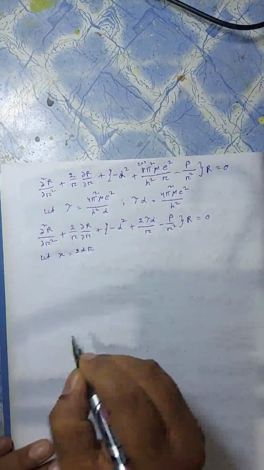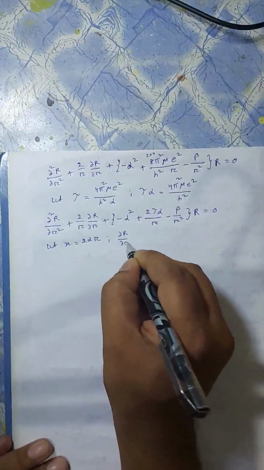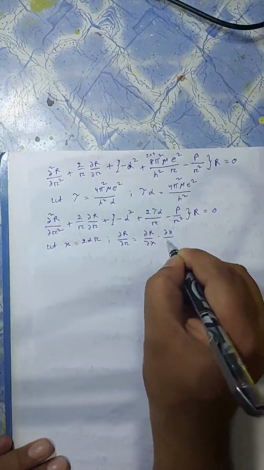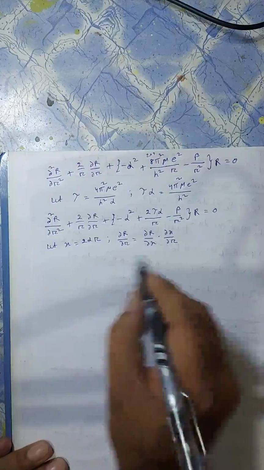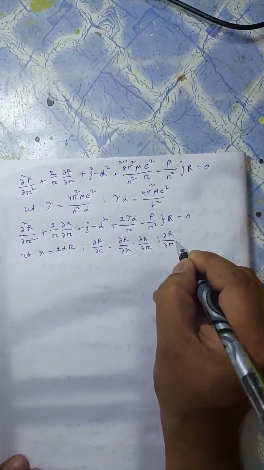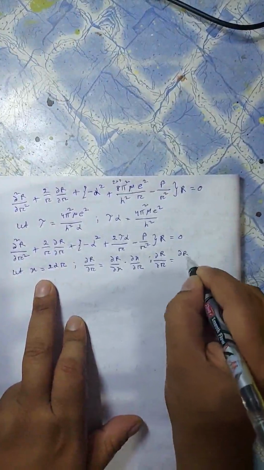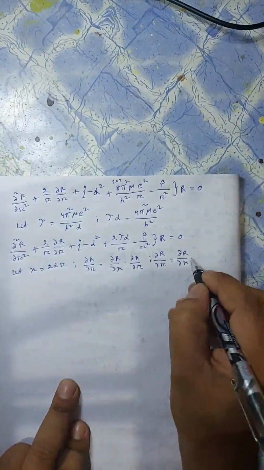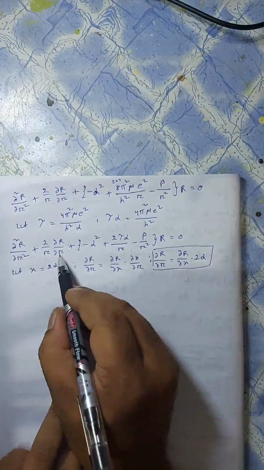We need 2αr. Now ∂R/∂r: I can write it as ∂R/∂x into ∂x/∂r, where the ∂x cancels. Then we have to put it here. ∂x/∂r of this equation is equal to 2α. Then we substitute this value of ∂R/∂r here.